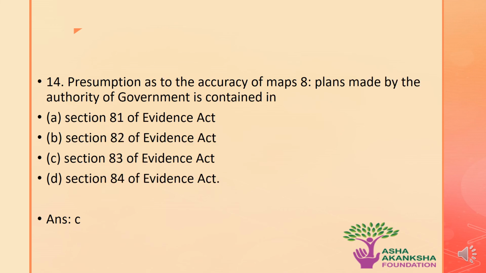The next question is: presumption as to the accuracy of maps and plans made by the authority of the government is contained in which of the following sections? The options are A. Section 81 of Evidence Act, B. Section 82 of Evidence Act, C. Section 83 of Evidence Act, or D. Section 84 of Evidence Act. The correct answer to this question is option C. That means to say presumption as to the accuracy of maps and plans made by the authority of the government is contained in Section 83 of the Evidence Act. So let us now see what Section 83 of the Evidence Act explains and states.